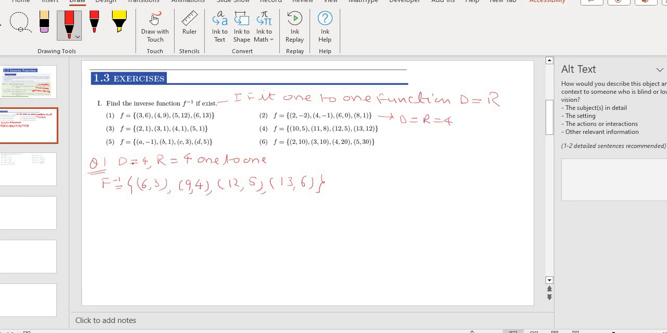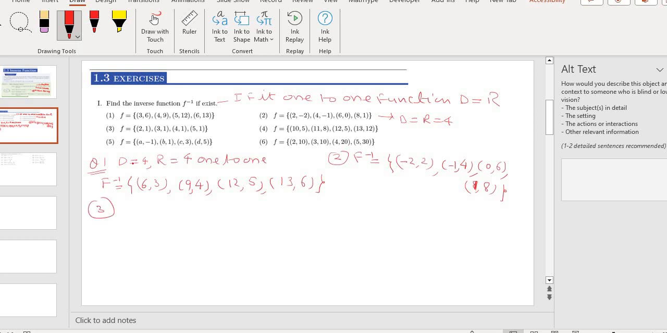So we can write the answer of question number 2. That means f inverse is equal to {(-2,2), (-1,4), (0,6), (1,8)}, closed with the curly bracket. This is the answer of question number 2.